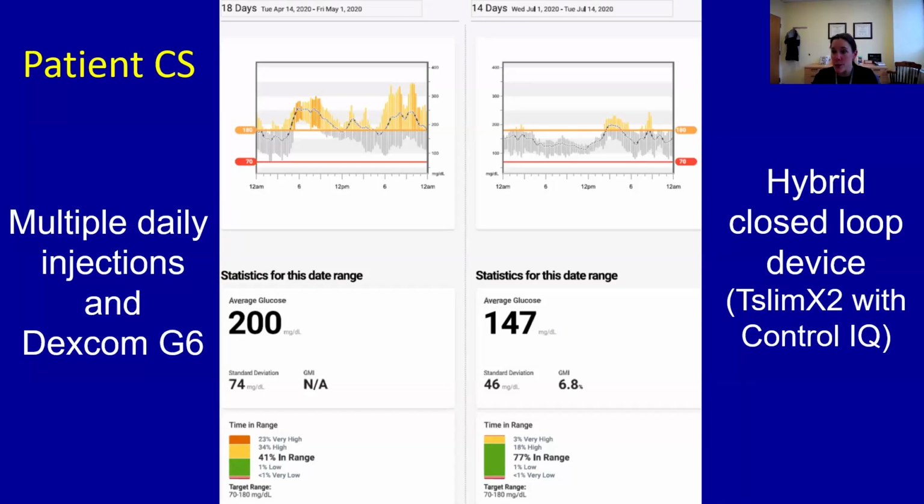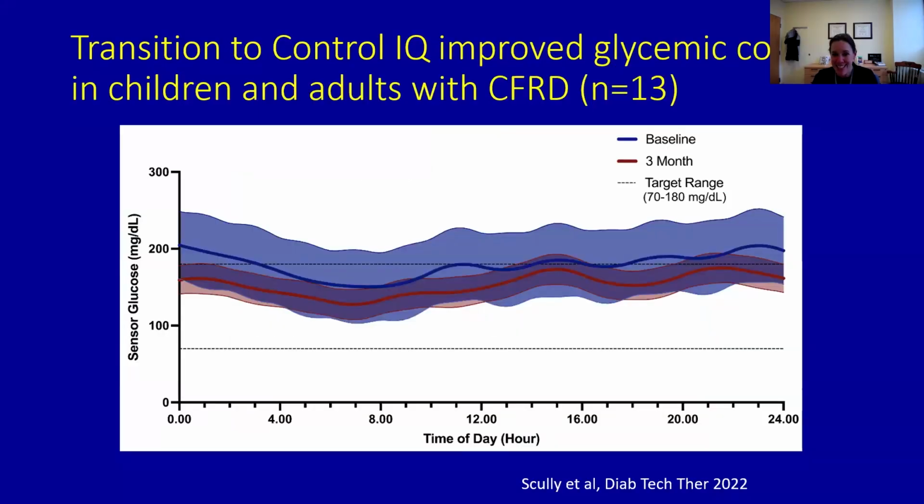So he also was one of the 13 patients that we included in this retrospective chart review. We collaborated with investigators at the University of Minnesota to look at all of our patients that had transitioned from CGM and multiple daily injections to Control IQ. The data that I'm showing you here is their average sensor glucose for all of these patients from midnight to midnight. And in blue is their baseline glucose data when they were just using multiple daily injections. And the shaded area is the interquartile range.